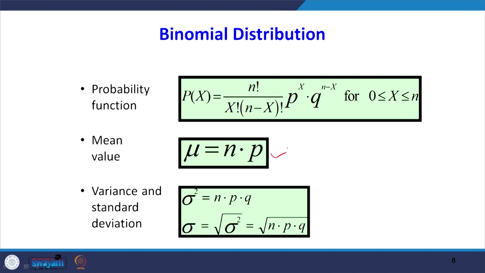You can find this using the concept of expected value. When you multiply p of x with x, so sigma of x into p of x, and simplify, you will get this formula. Similarly, for variance we are going to use only the result: variance equal to npq, and standard deviation is root of npq.